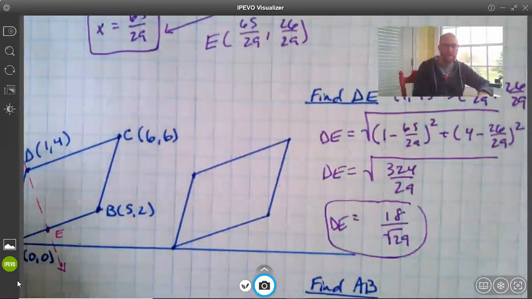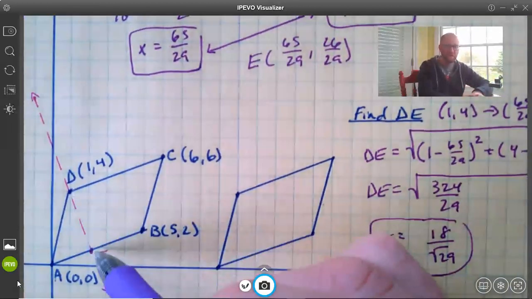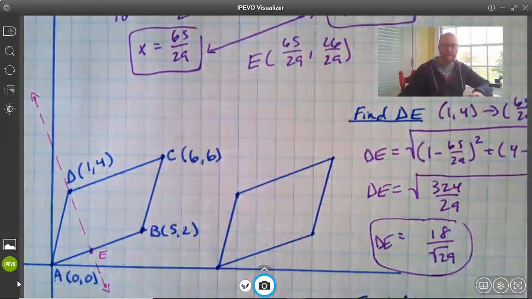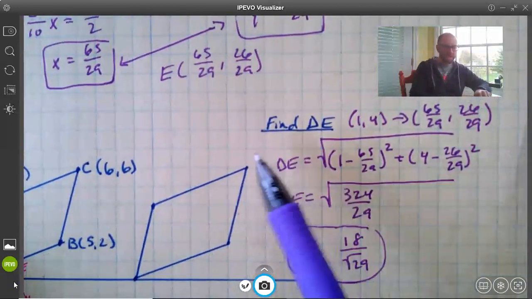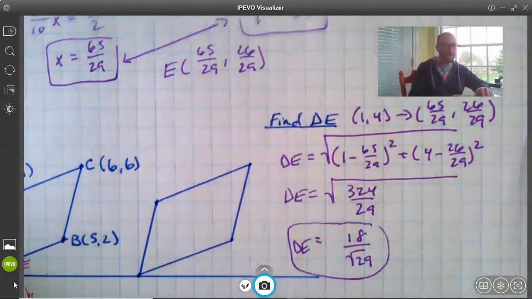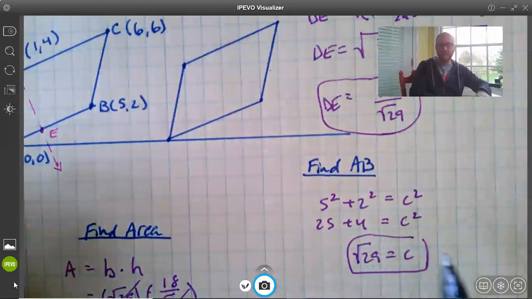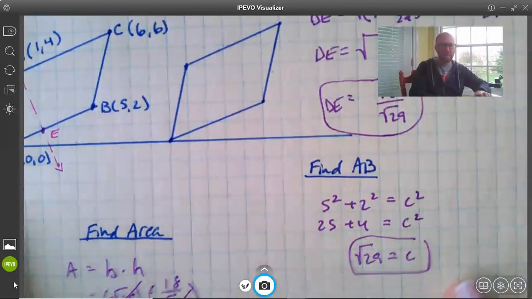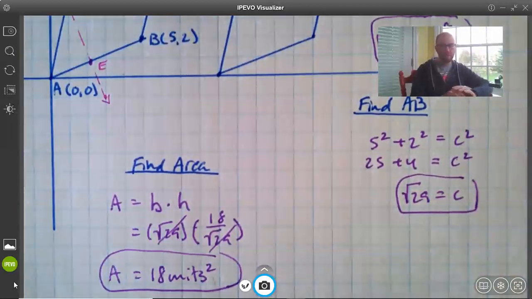And then we had to find the distance from D to E. That's the height. Once we find the distance from D to E, that's the height of the parallelogram. Then we had to find the length of the base of the parallelogram. It was a little bit easier because we could use the Pythagorean theorem there. And then base times height equals area. That took a long time.